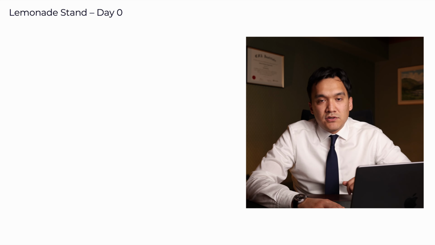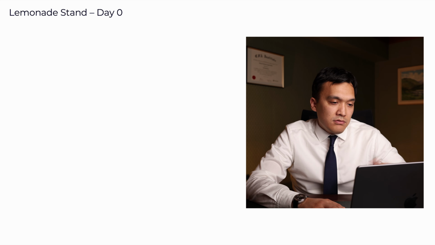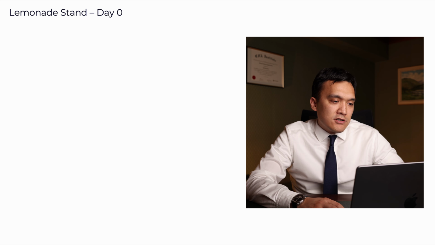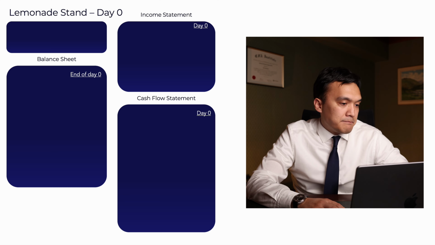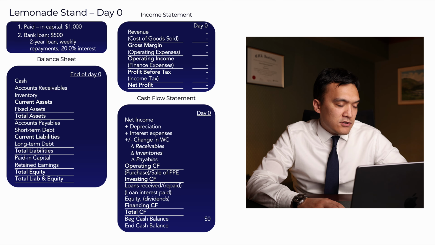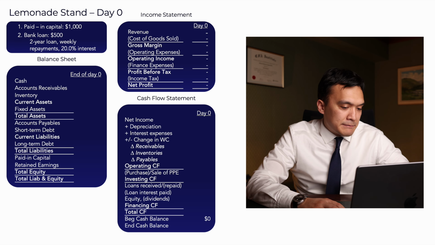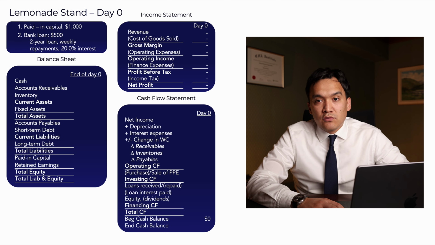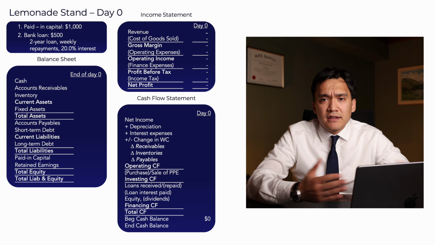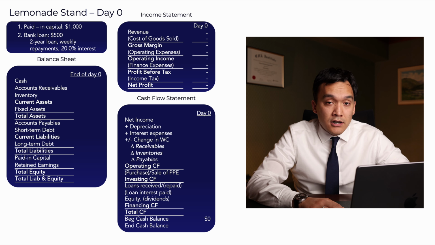So we begin with our lemonade stand at day 0. And I included day 0 because I wanted to show you how the company is financed before it begins its operations. And there is no such thing as day 0 in real life. So we had paid-in capital of $1,000, we had a bank loan of $500, and as you can see, we have all our statements here. And we have a beginning cash balance of $0. And as you can see in the income statement, we don't have anything yet because we haven't started our operations.